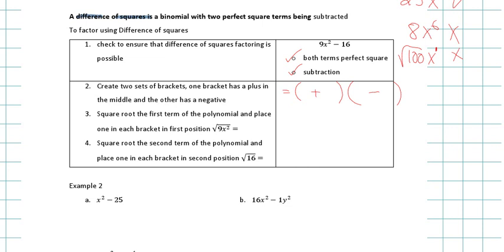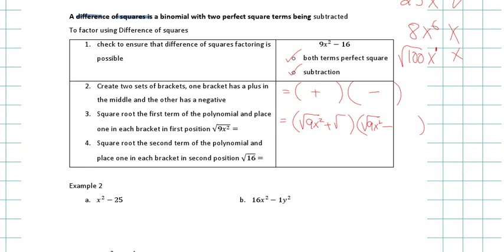Then you're going to square root the first term and place it in each bracket in the first position. So you're going to square root the first term and put it in the first position. Okay? So square root of 9x squared. Again, right now it's going to look like I'm doing multiple steps, but technically speaking, I will write it as one step usually. And then you're going to square root the second term and put it in the second position. So you're going to square root the 16 and put it in the second position.